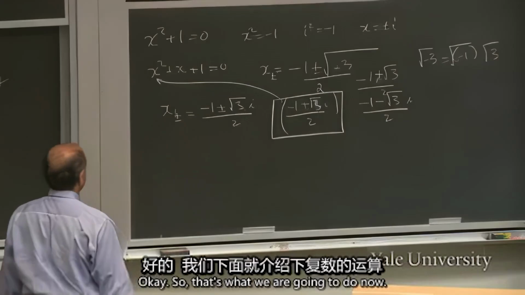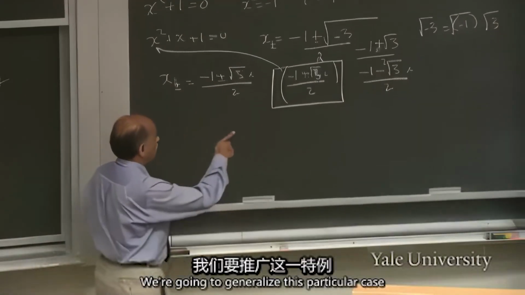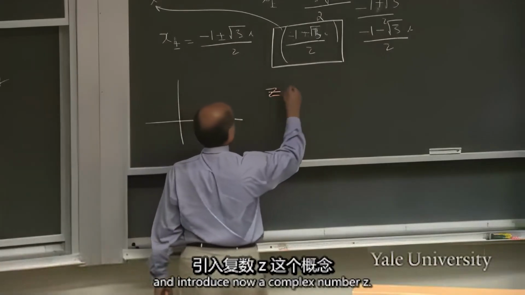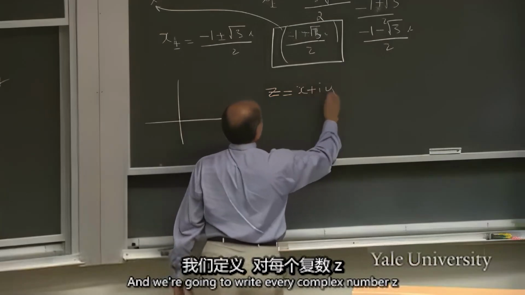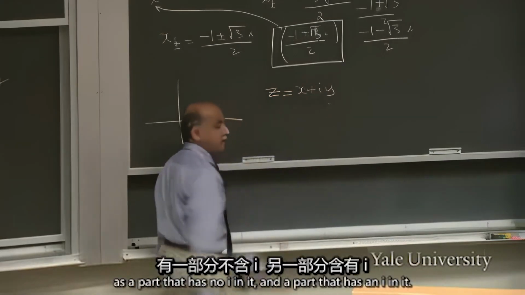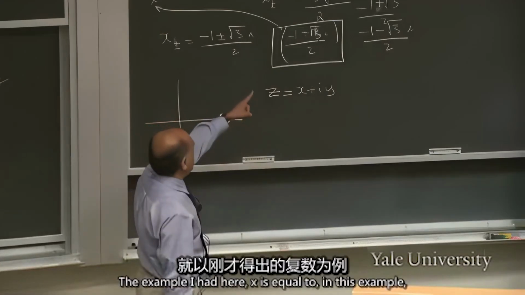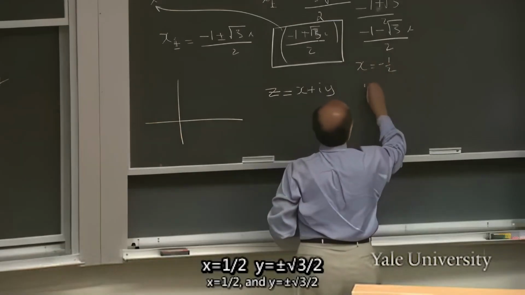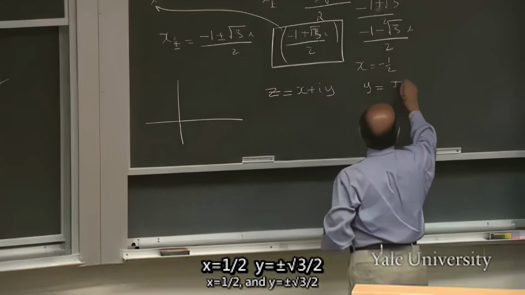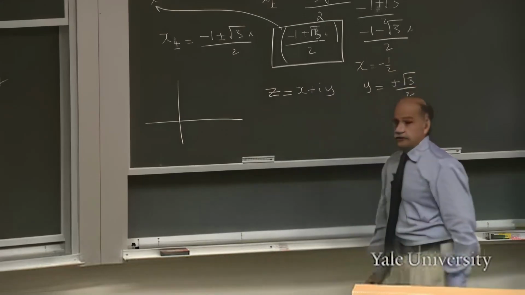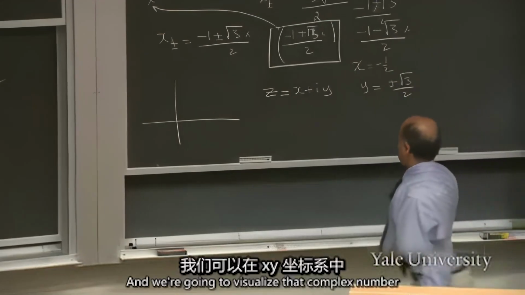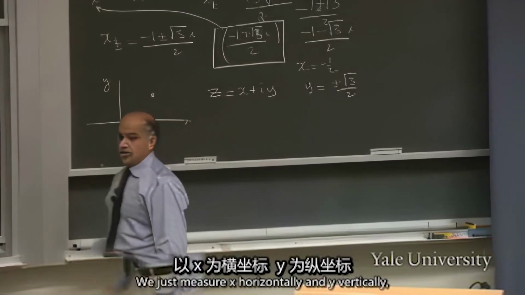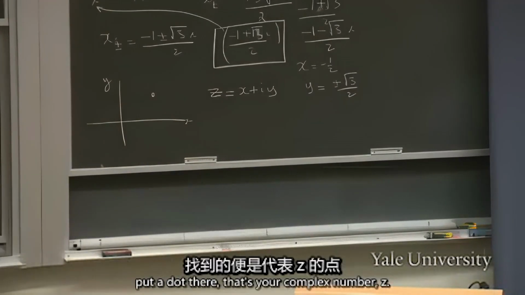Okay, so that's what we are going to do now. We're going to generalize this particular case and introduce now a complex number z, and we're going to write every complex number z as a part that has no i in it and a part that has an i in it. The example I had here, x was minus 1 over 2 and y was plus or minus root 3 over 2. And we're going to visualize that complex number as a point in the xy plane. We just measure x horizontally and y vertically, put a dot there. That's your complex number z.